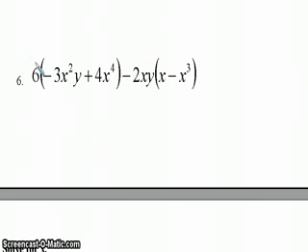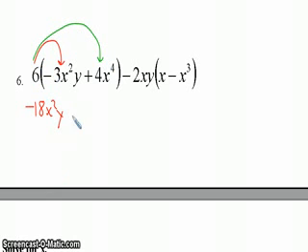Outside, it's just a 6. There's no variable connected to it, so this distributive property is something we could have done in our first semester. Multiply, get negative 18, and there's nothing here that's going to change our variables. Second multiplication, come up with 24. And once again, variables aren't going to change. It stays 24x to the fourth power.